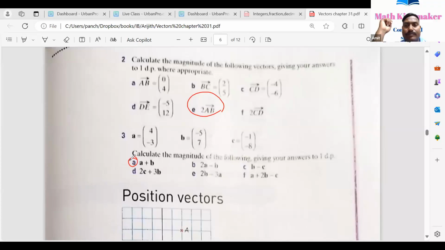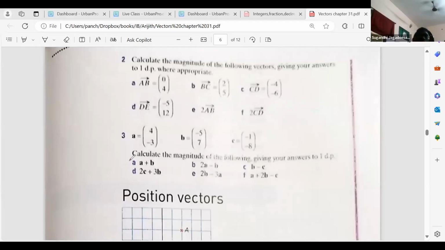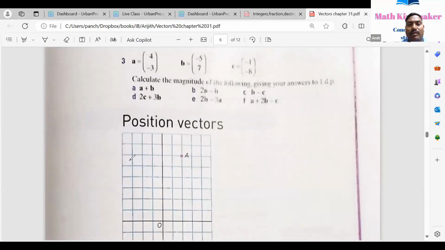What is A plus B? So it is minus 1, 4. Okay. What is its magnitude? 16, 17. Yeah, it's square root of 17. Yes, sir. So it's 4.12. So similarly, you can measure this B, C, D, and F. Yes, sir. Okay.